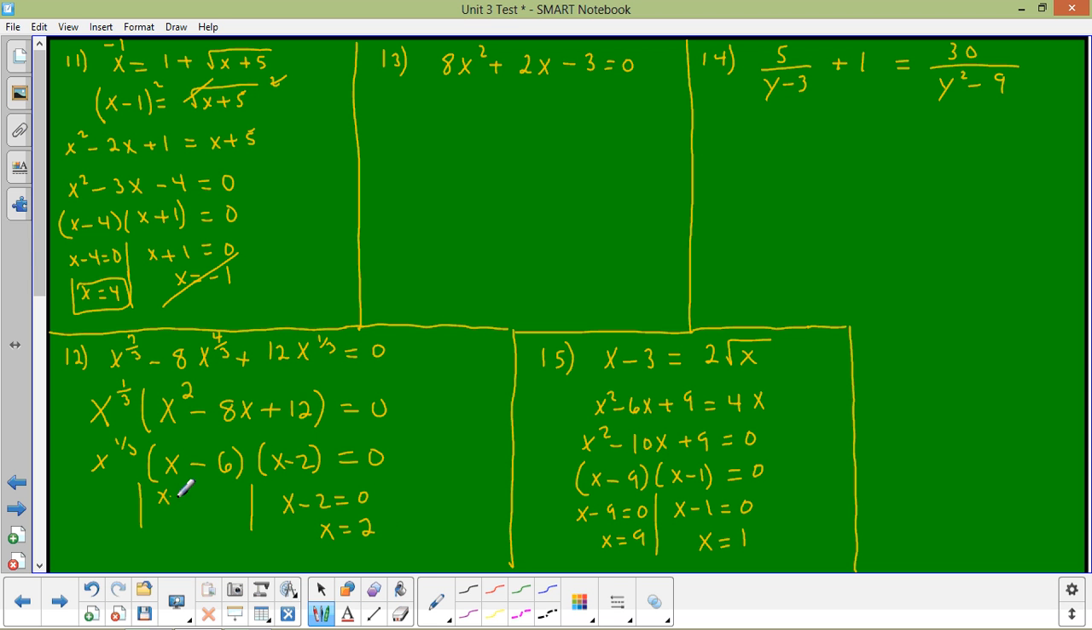X minus 6 equals 0 gives us x equals 6. And x to the 1/3 power equals 0 gives us x equals 0. And that's okay. So all three of those answers are keepers. You can have a cube root of 2. You can have a cube root of 6. And of course, the 0 is acceptable. That's a variable equals 0.